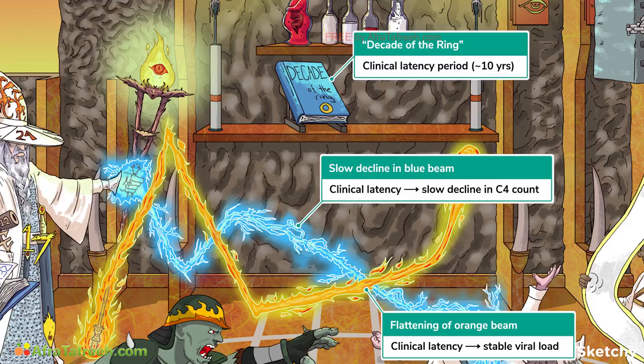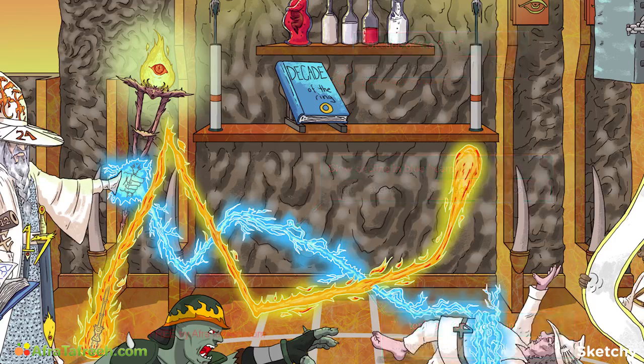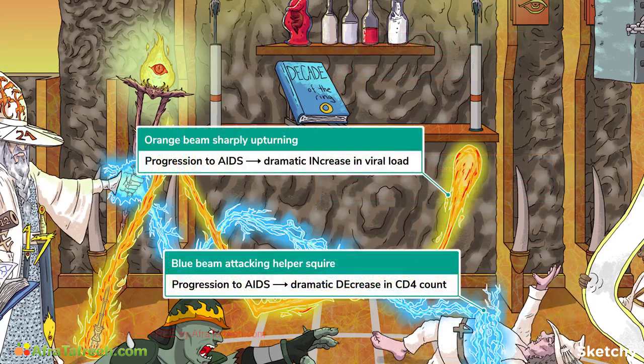This flattening off happens because the host's immune response is keeping the virus in check, to some degree, but only to some degree, because HIV is doing its darndest to destroy CD4 helper T cells. Also note that the book is above where that blue beam, the CD4 count, is slowly decreasing, but hasn't totally tanked. But unfortunately, if the infection progresses unrecognized and without intervention, clinical latency comes to an end.